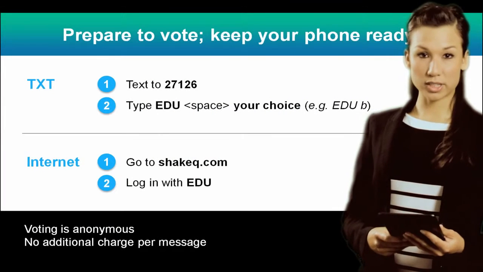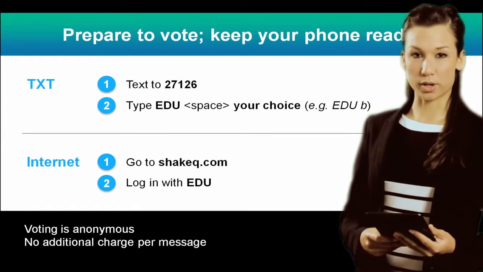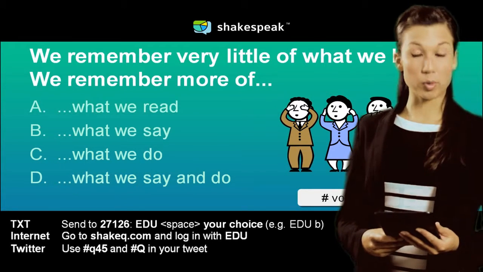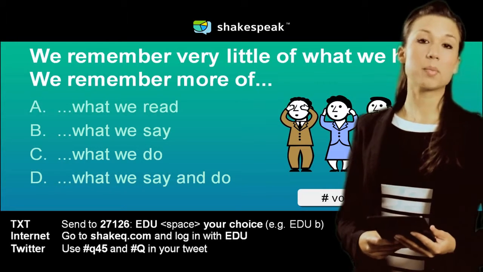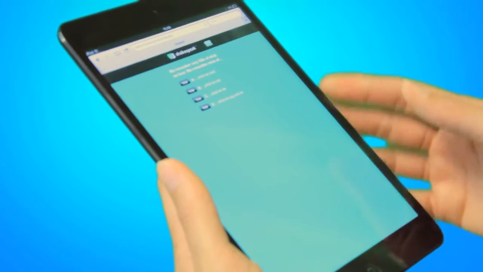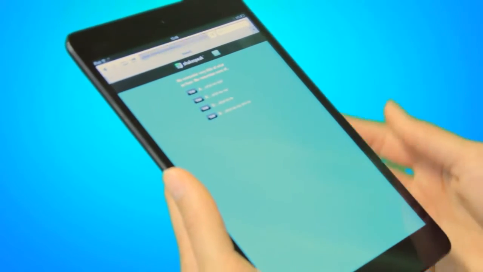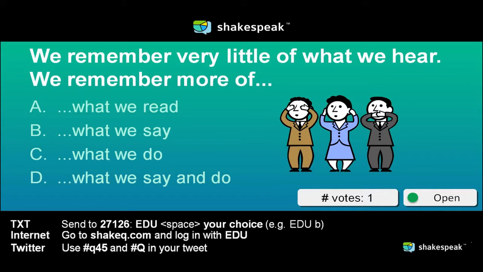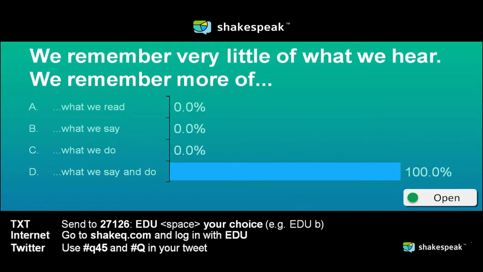Let's try out the vote slide we made in part 2 of this tutorial. Our question was, we remember very little of what we hear, we remember much more of. Let's vote on option D, what we say and do. As you can see by the votes counter, our system collected 1 vote. Let's go to the results slide.